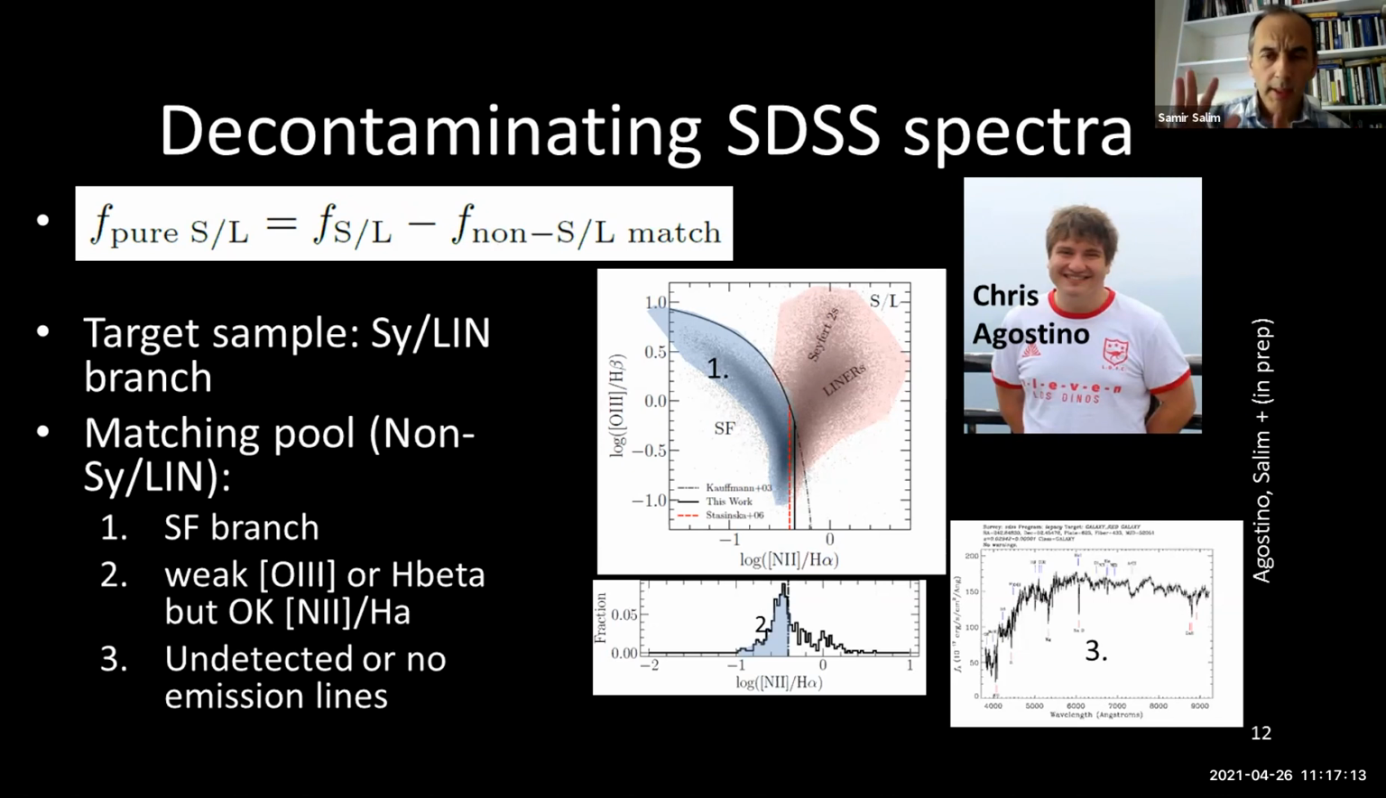So when we do this matching, we do not only match to galaxies that are on the star forming sequence here, but also to galaxies that may have oxygen 3 or H beta that is too weak to place them on this diagram, but for which we still know, based on the N2 to H alpha, that there must not be an AGN in them. So that's also allowed in the matching pool, as well as galaxies that actually don't have any detectable emission lines. Just in case they have a little bit, such as, again, from some diffuse gas or something like that, we still want to have a match for those galaxies as well.